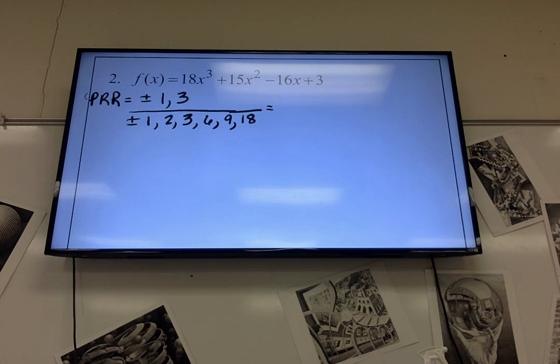Am I losing anybody on where I'm getting the numbers on top? They're the factors of 3. And the numbers on bottom are the factors of the 18. Numbers that will divide into 18 evenly. And then we put 1 over each one of those, and then 3 over each one of those. 1, 1/2. Got them all.